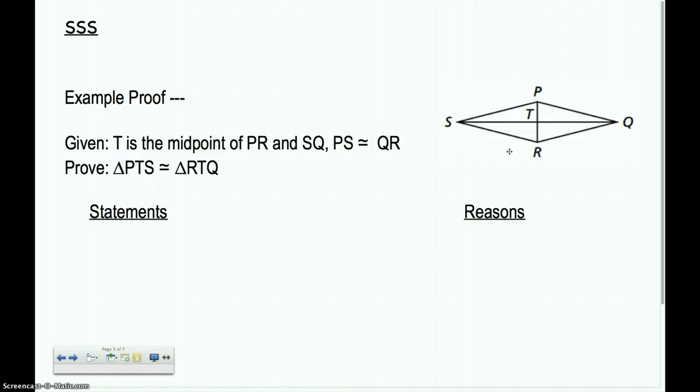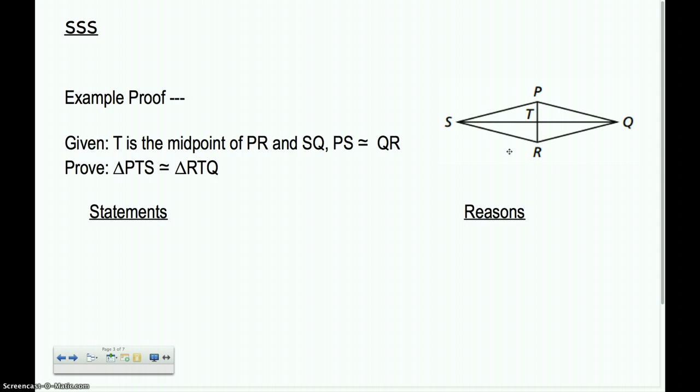So our first method, or our first easier method, because obviously we have one from before, is called side, side, side. Anytime you see an S, it stands for side. Should make sense. Okay, so to use this one, we have to prove the three pairs of sides congruent, right? So pair, pair, pair. Here's kind of an example of how it works.